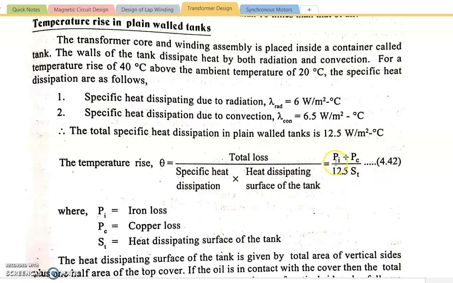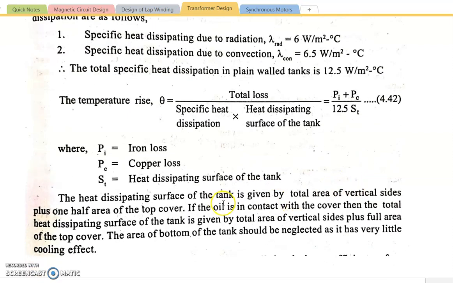The total losses are the iron loss and copper loss, that is, the core loss and the copper loss of the winding. The specific heat dissipation of a plain walled tank is 12.5, and the heat dissipation surface of the tank is ST. The heat dissipation surface is calculated based upon the vertical area. All four sides of the tank are taken into account, and the top of the tank is also taken into account. The bottom of the tank is not taken, because the heat dissipation through the bottom is very negligible. So the top of the tank will be considered.